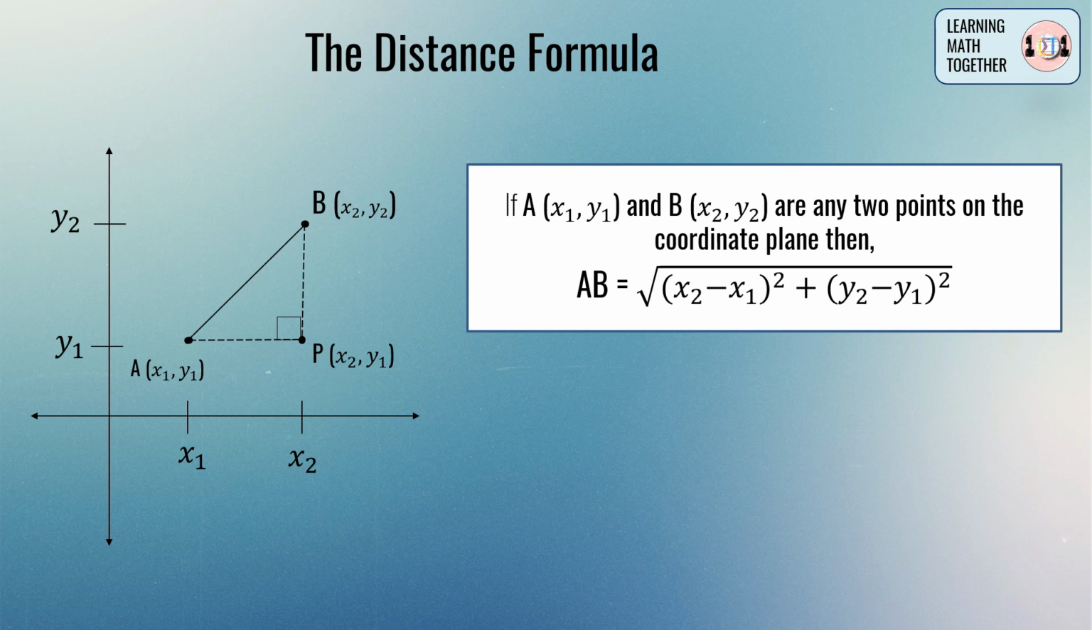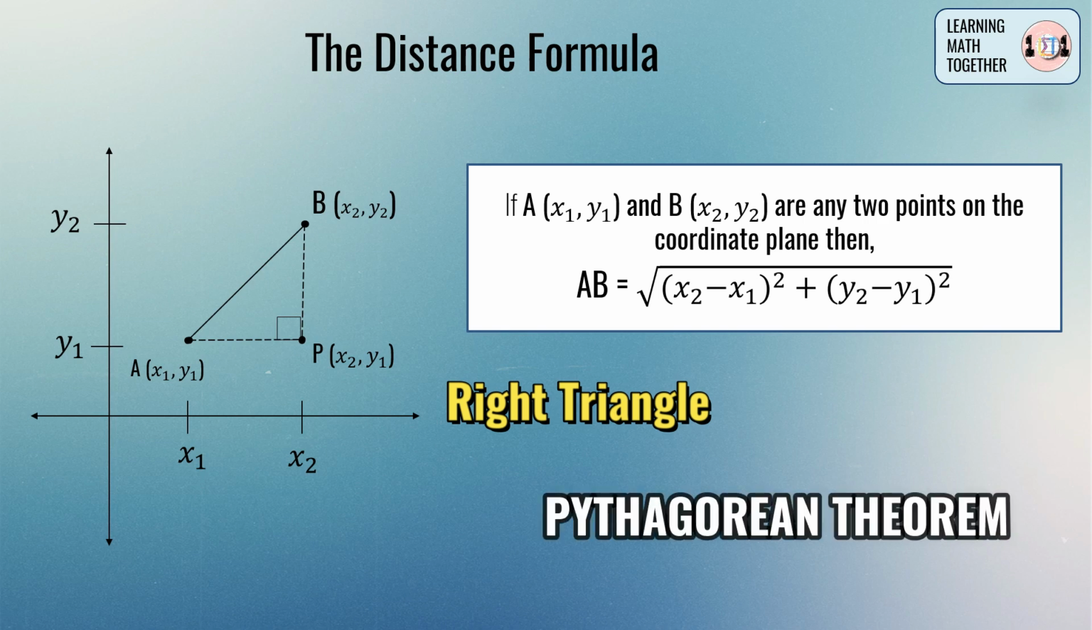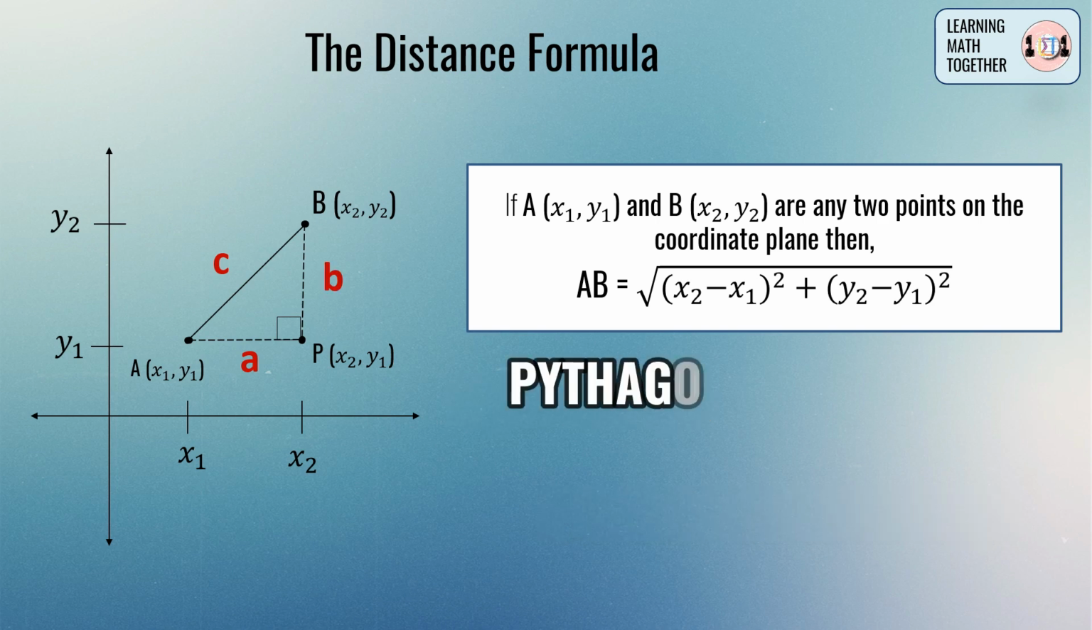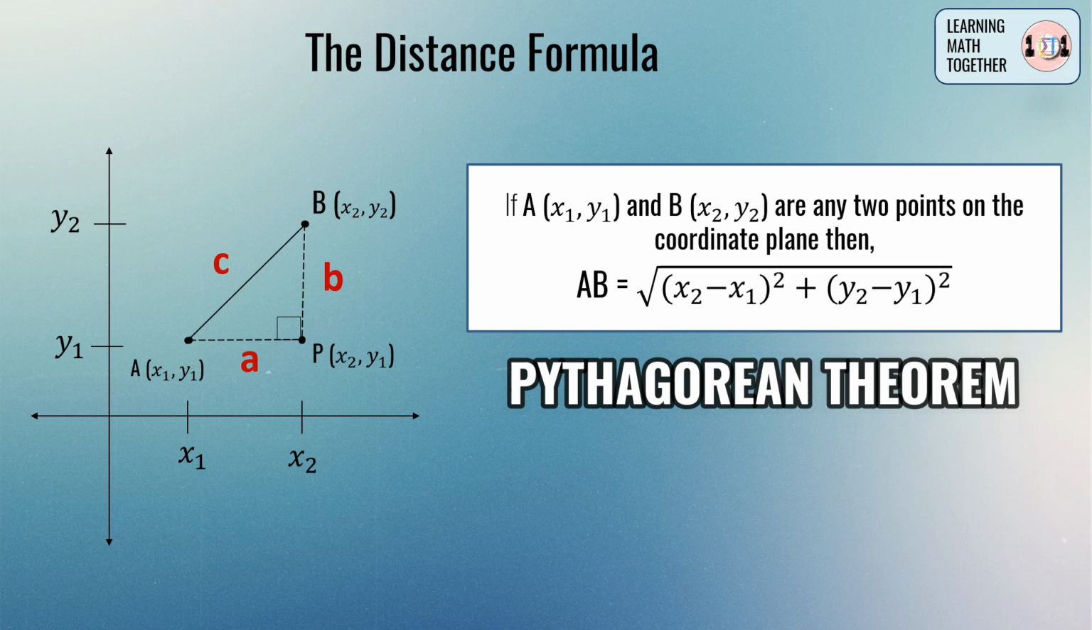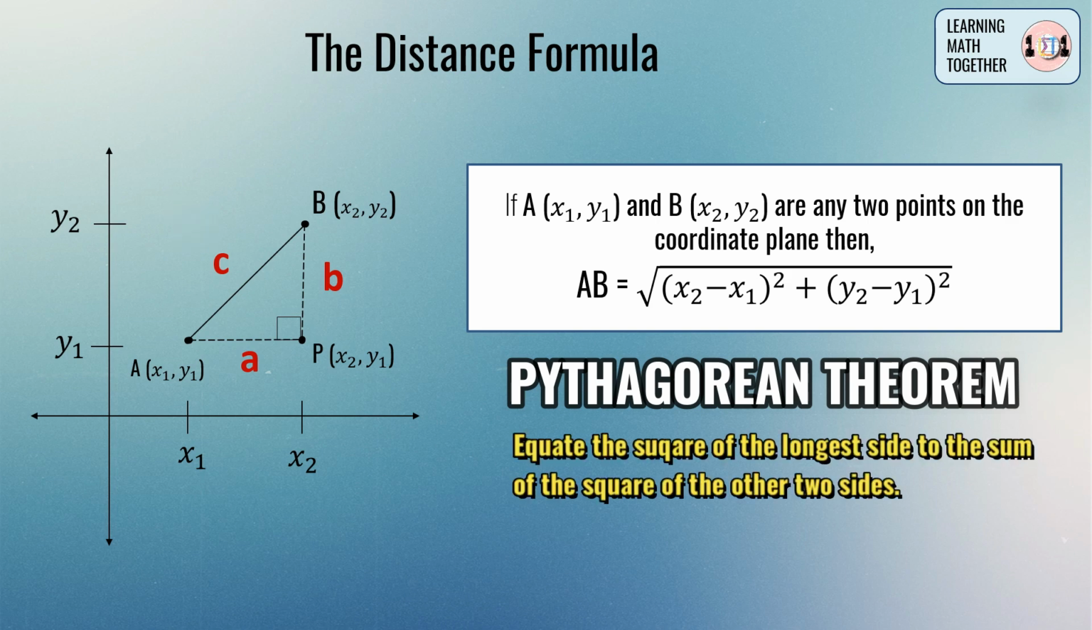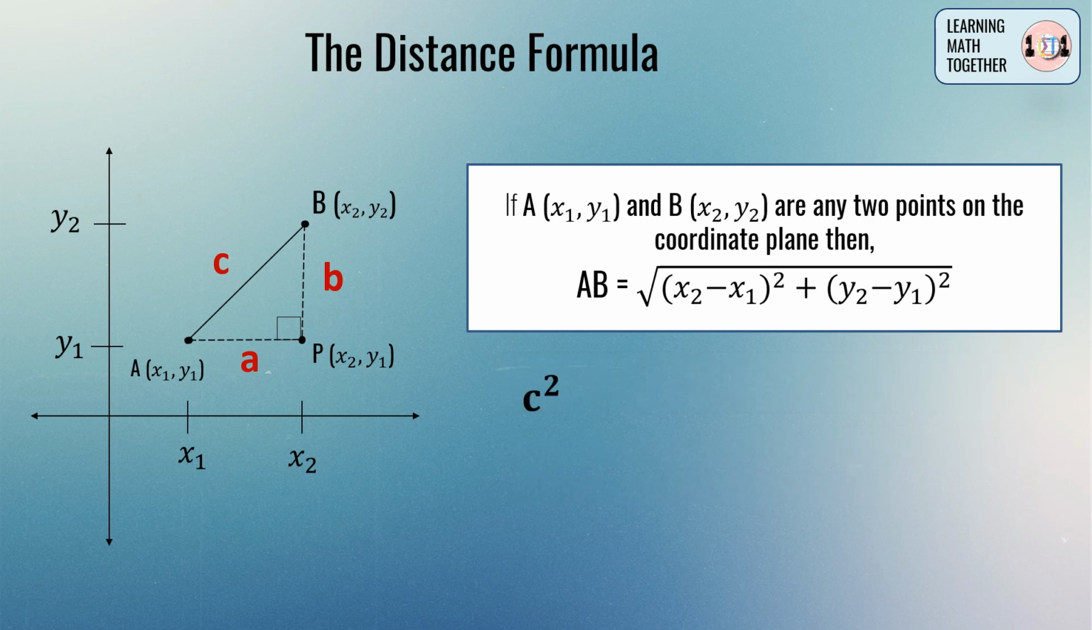Now recall your knowledge about right triangles. If we talk about right triangles, one thing that will pop into your mind is the Pythagorean theorem. Side AB here is the hypotenuse, or C, and the other two sides could be A and B. If we apply the Pythagorean theorem, we can find the length of C by equating its square to the sum of the squares of the other two sides. The square of the hypotenuse, or the longest side, is equal to the sum of the squares of the other two sides. We will use this idea in order to derive the formula for the distance.